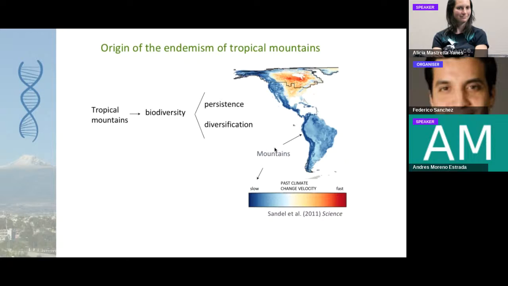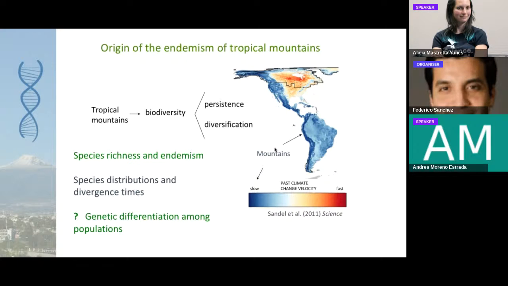At the same time, mountains are great at promoting diversification because they create a set of heterogeneous habitats which are fragmented and therefore isolated. This has been used to explain why mountains are so rich in species and in particular in endemic species, and has been tested using species distribution models and divergence times. However, I found that there was a lacking connection at the microevolutionary level, linking how genetic differentiation among populations could lead to this diversity at the species level.